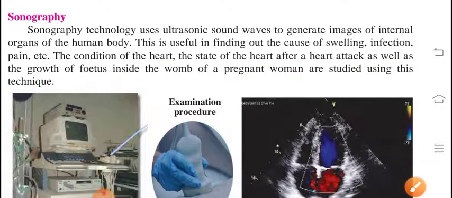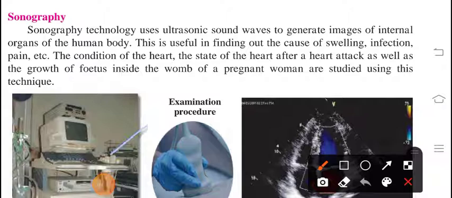So there can be a question on sonography, where we are using sonography. So you should know the answer for the same and the uses of it. You can say that this is useful for finding out causes of swelling, infection, pain, etc., the condition of the heart, the state of the heart after a heart attack, as well as the growth of the fetus inside the womb of a pregnant woman.